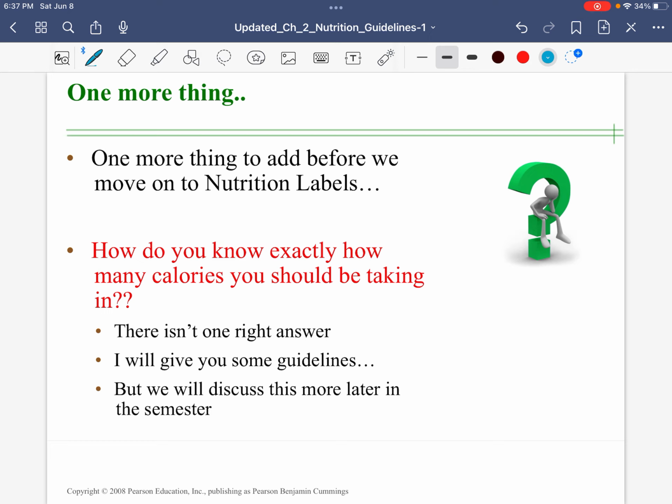One thing that we skipped over before when we were talking about the guidelines was how many calories do we need?